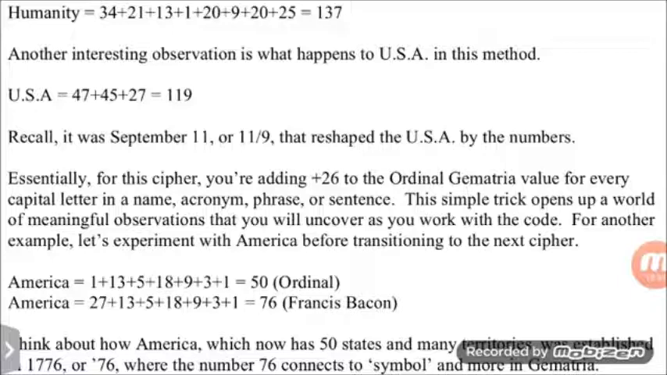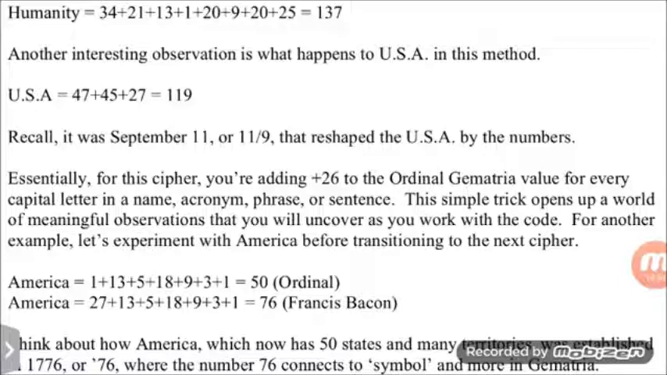Another interesting observation is what happens to USA in this method. USA equals 47 plus 45 plus 27 equals 119. Recall it was September 11 or 11/9 that reshaped the USA by the numbers.